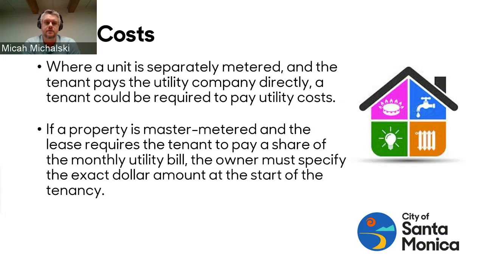If a property is master metered and the lease requires a tenant to pay a share of the monthly utility bill, the owner is required to specify the exact dollar amount that contribution is going to be at the start of the tenancy, and that number cannot fluctuate up over the maximum allowable rent. It's part of that base rent. So it doesn't really take into account necessarily the months where the gas bill might be higher or lower. It just needs to be something that's included in the base rent, and that would be adjusted each year by the general adjustment as the total amount of the rent is adjusted. Next slide, please.